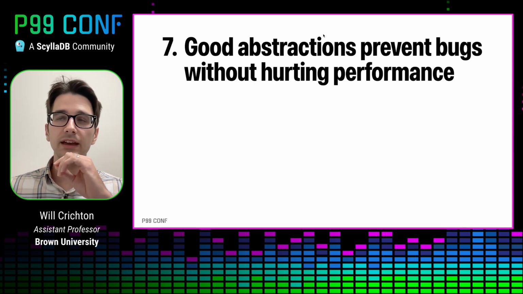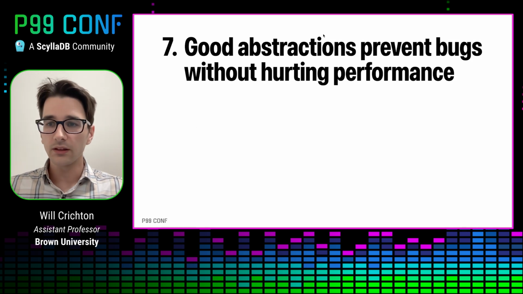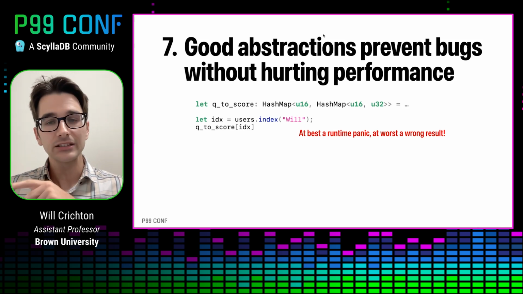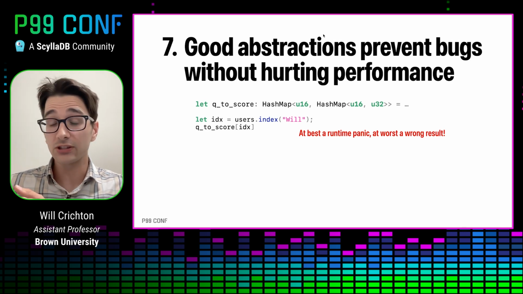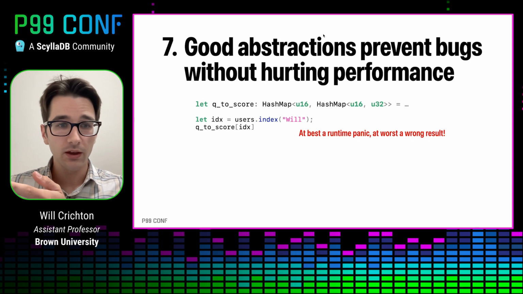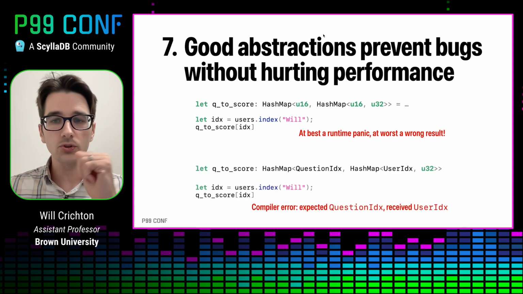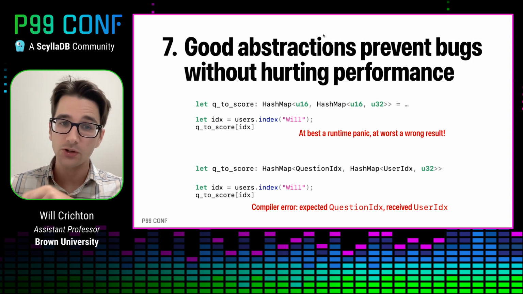But another subtler lesson is that good abstractions should prevent bugs without hurting performance. So for example, let's say I didn't define those custom types, and instead I just used unsigned integers, a U16 everywhere. Then I could accidentally use a user index where I should have used a question index. Now, at best, this will cause a runtime error, like an out of bounds. But maybe my script just produces the wrong answer, and that's really scary. However, if I use a more typed approach, then these kinds of errors get caught by the compiler. So if I use a user index where it expects a question index, that's immediately flagged and the program can't even run.